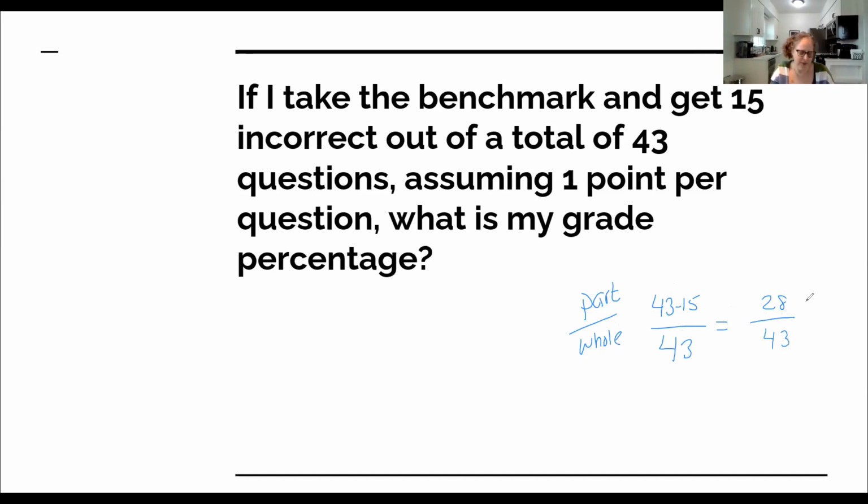Divided by 43 gives me 0.65. And now times it times 100. And that gives me a 65%.